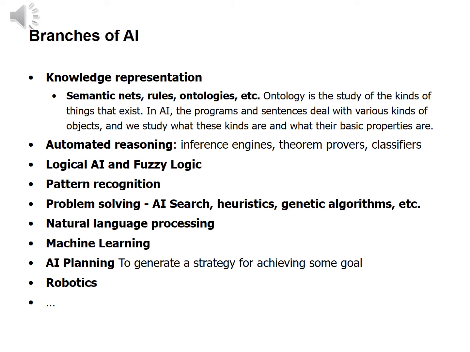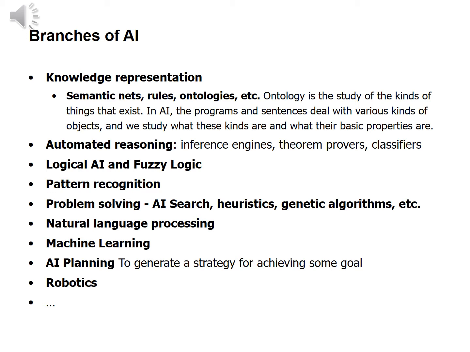Another one is automated reasoning, and automated reasoning is automated answering of questions from data. So it is the area of computer science that is concerned with applying reasoning in the form of logic to computer systems. Examples of automated reasoning can be theorem provers, classifiers, inference engines, and so on.